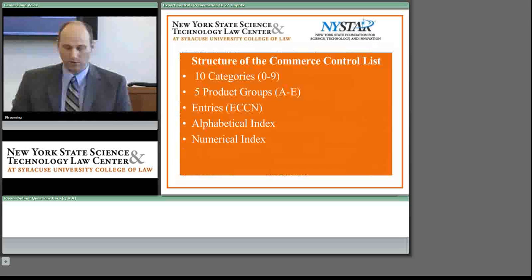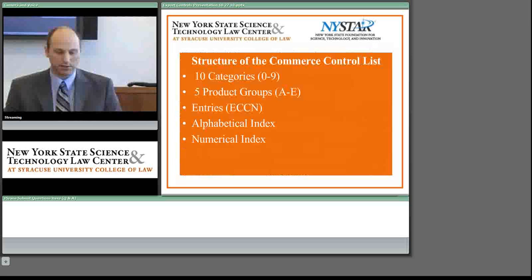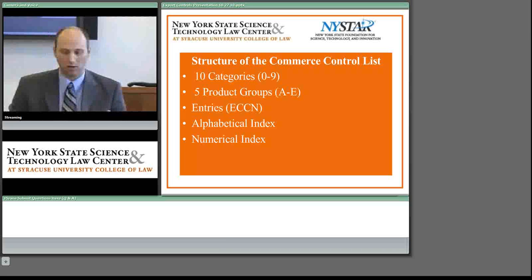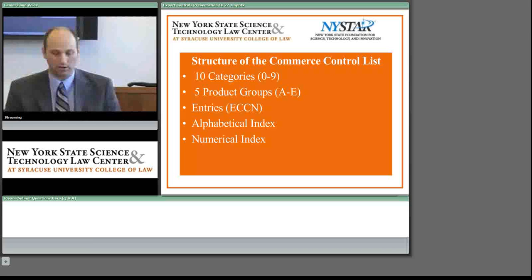So the Commerce Control List breaks down listed items into 10 categories, 5 product groups subdividing those 10 categories. It also lists 5 reasons for control, and those will be essential for applying the item listing to the country chart and determining your license requirements.